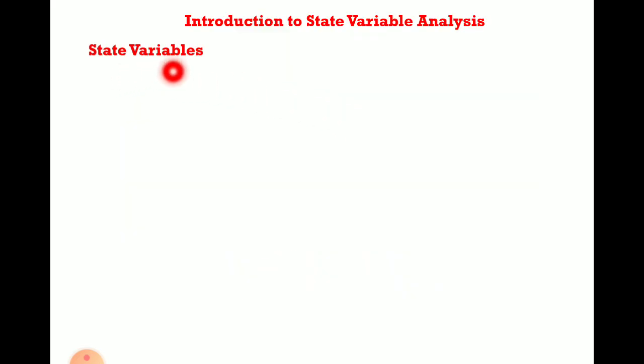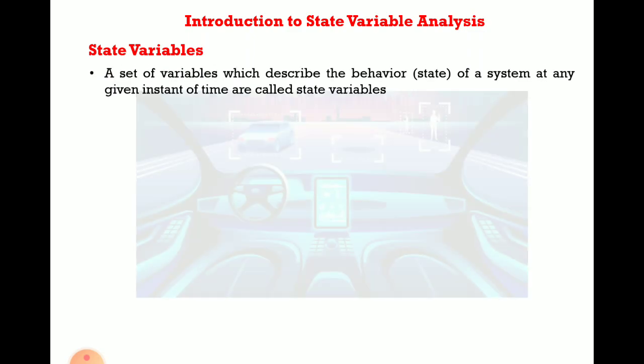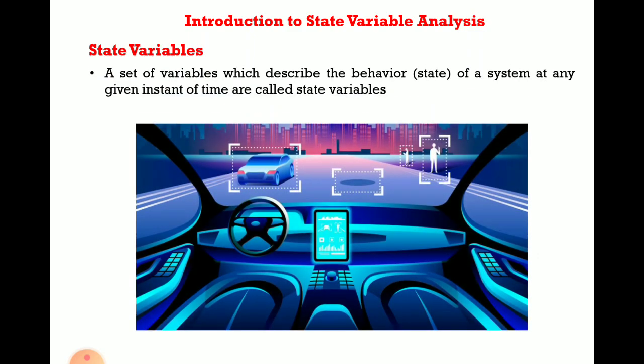So, what are state variables? A set of variables which describe the behavior or state of a system at any given instant of time are called state variables. Let us understand state variables with the help of an example. Consider an automated car. Now, behavior or state of the car herein is whether the car safely takes you to the destination in time.